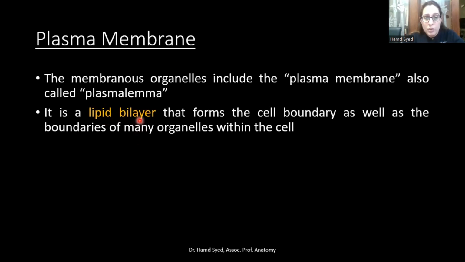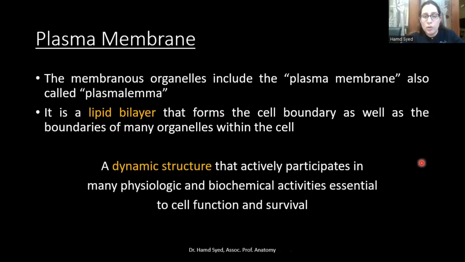It forms the cell boundary, and it also forms the boundaries of many organelles within the cell. Now, this is an important point to remember and understand. The plasma membrane is present around the cell as a whole. In addition to that, the plasma membrane is also present around the membranous organelles within the cell. If you recall, I just showed you the list of the membranous organelles. They were the endoplasmic reticulum, the Golgi apparatus, the lysosomes. All of these membranous organelles have their own plasma membrane, and the plasma membrane is a lipid bilayer.